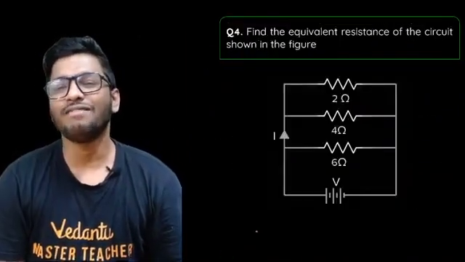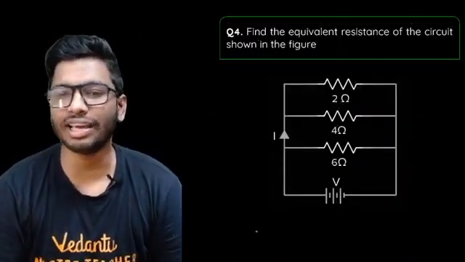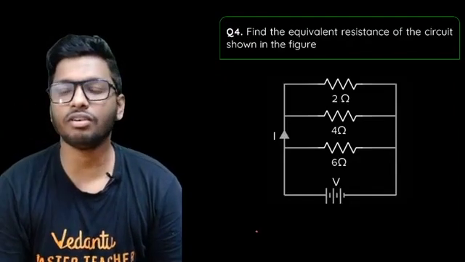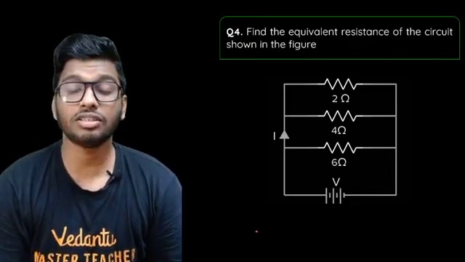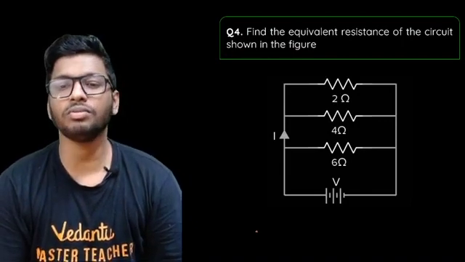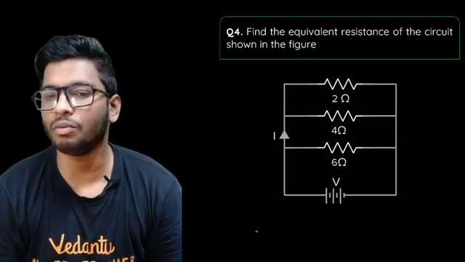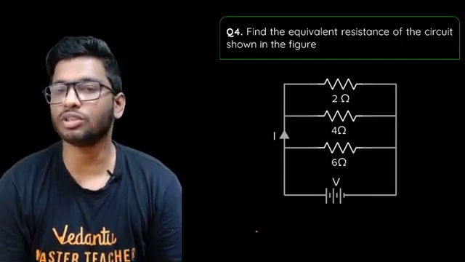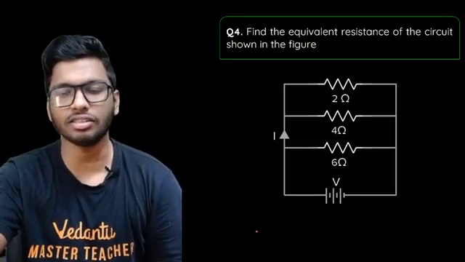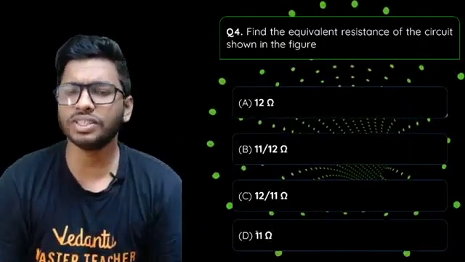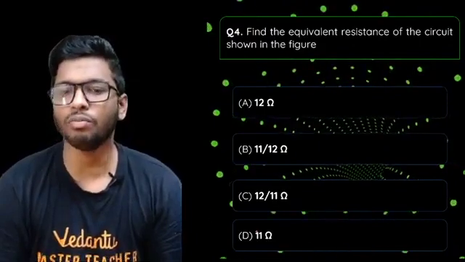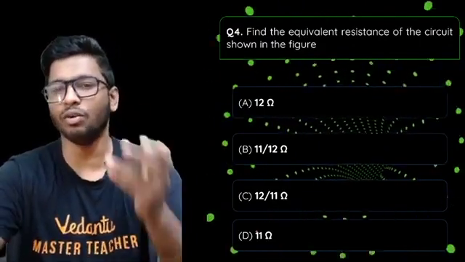Here's another one, guys. Find the equivalent resistance of the circuit shown in the figure. If the resistances of the resistors are 2 ohms, 4 ohms, and 6 ohms, and the current flowing through is I, and the potential difference is V, you're supposed to find the equivalent resistance. Once again, the options are 12 ohms, 11 by 12 ohms, 12 by 11 ohms, or 11 ohms.